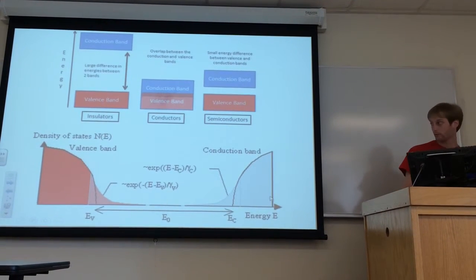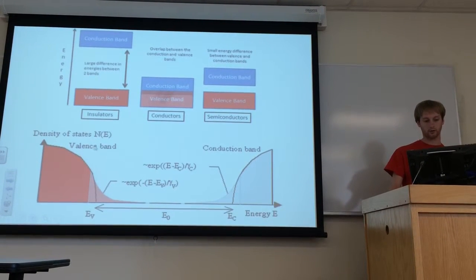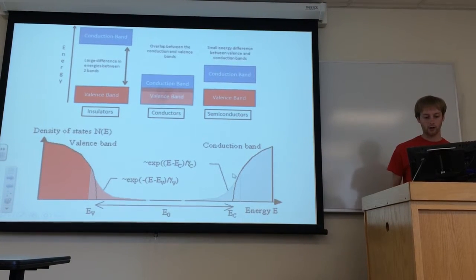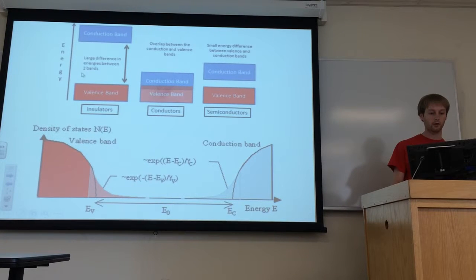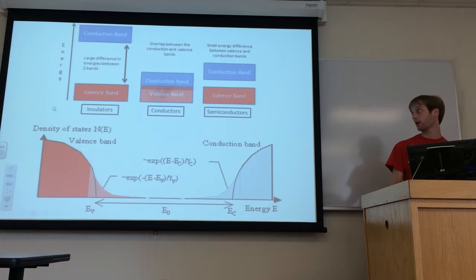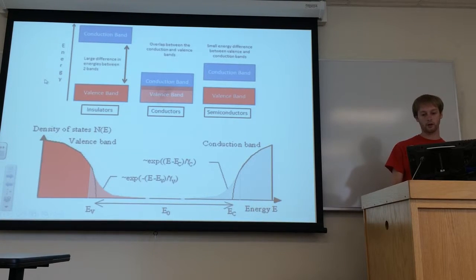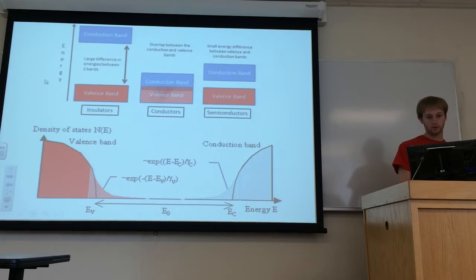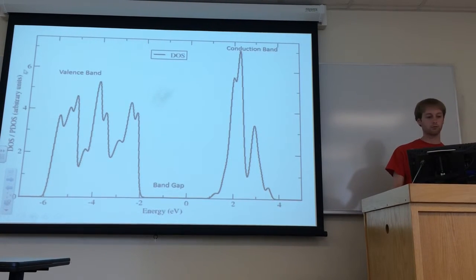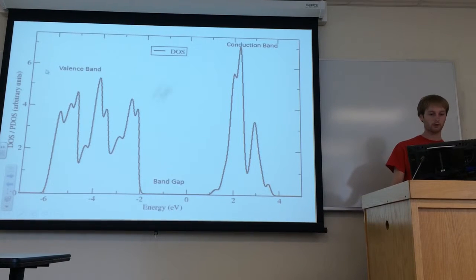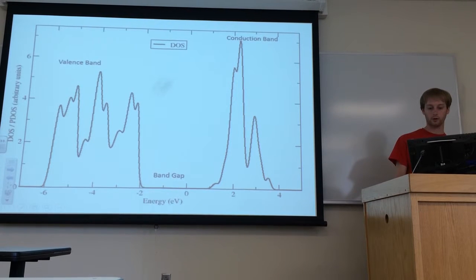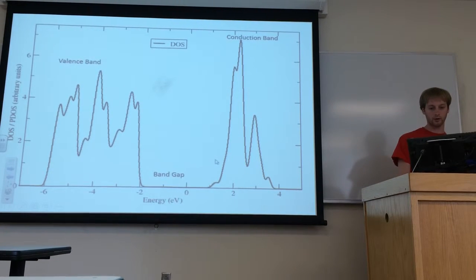So we got this picture down here that shows the valence band at low energy and the conduction band at high energy, and the band gap in between. You can usually tell what kind of material you've got, like an insulator, conductor, or semiconductor, by the size of the gap. So here is just a general diagram of a DOS, and it shows that the valence band would be this part here, the conduction band would be here, and in between is the band gap.